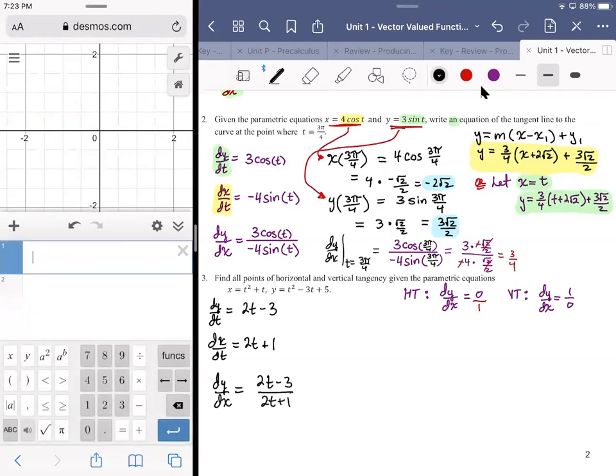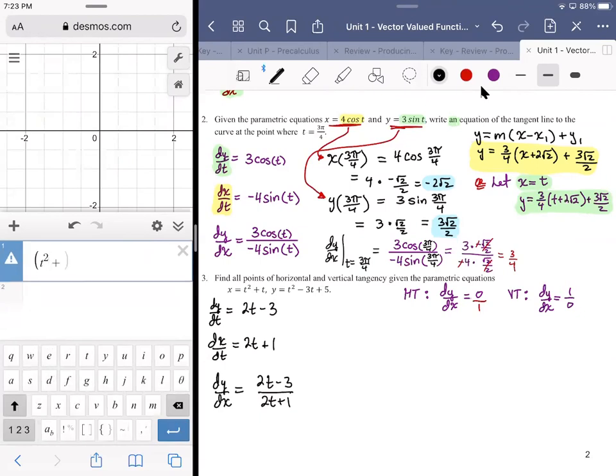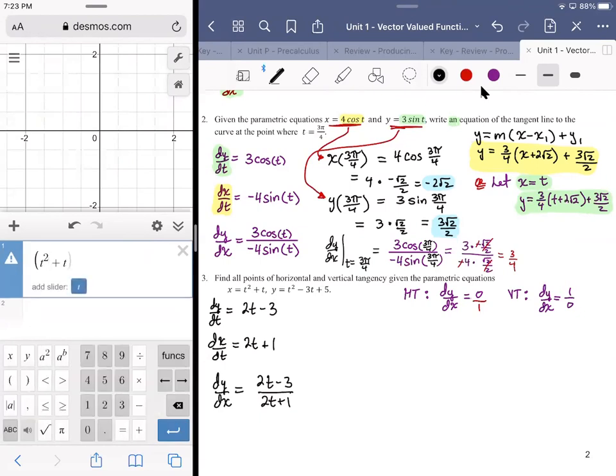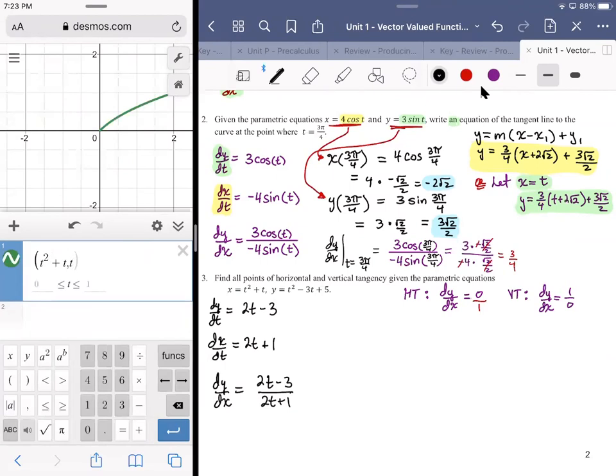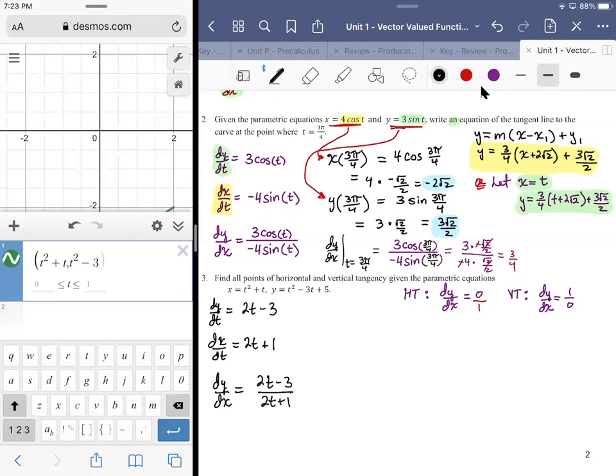So the original function, t squared plus t. It isn't until you put the comma in and start typing in the rest of the parametric that Desmos gives up and says, oh, you're not trying to put in a constant, you're trying to put in a parametric. So you just have to believe that you're doing it the right way.